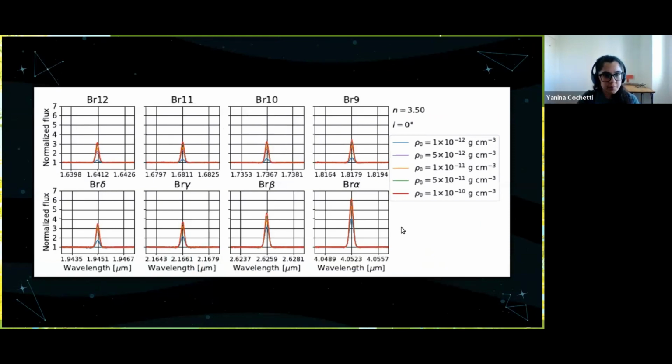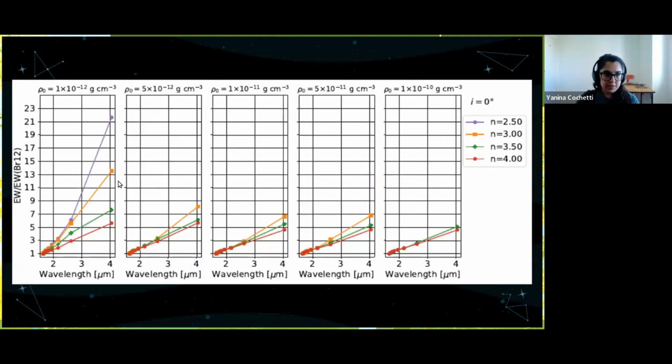So here are some line profiles for these n values, and each color is a different density. You can see that this is for an inclination of 0, that is pole-on. So you can see one peak for each line profile. And you see that the intensity is not the same for every model. So this is better to look at if we see something like that.